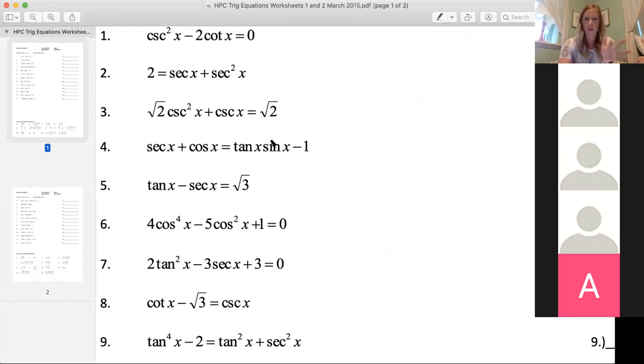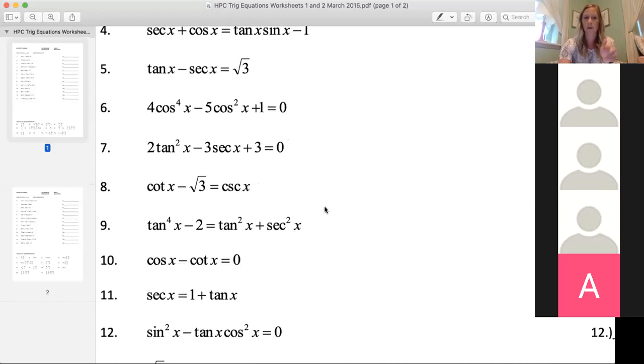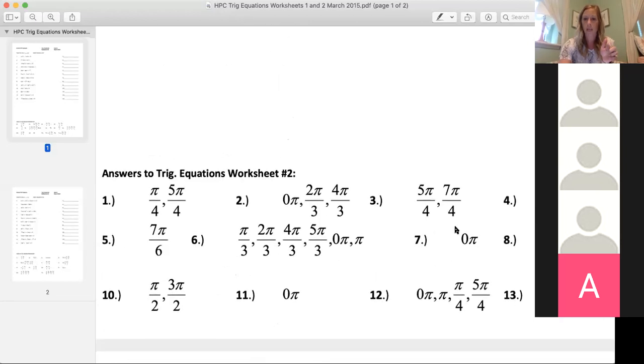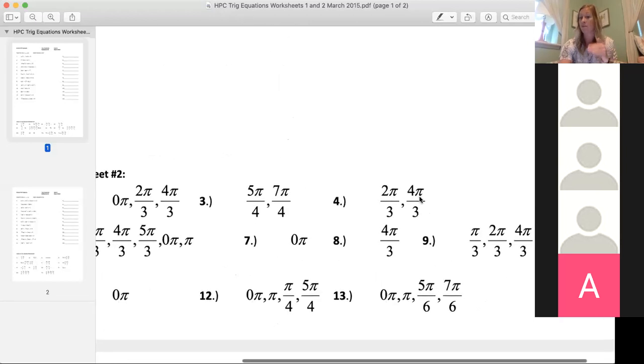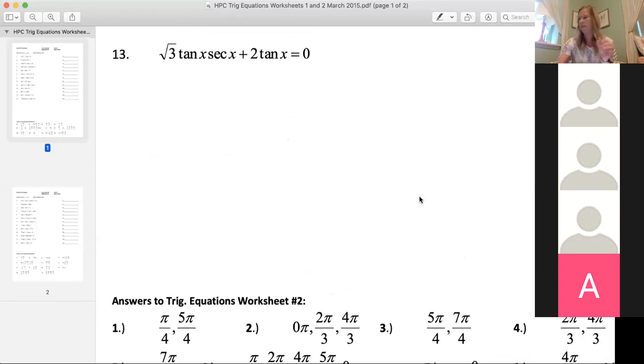So that's what you're seeing on some of these questions. That's why, if you look at the answers for question number 4, you only have 2 pi over 3 and 4 pi over 3 where cosine equals negative 1/2. You don't have any answers for where cosine equals 0. Does that make some more sense on that one?